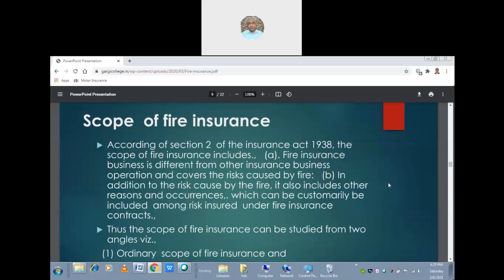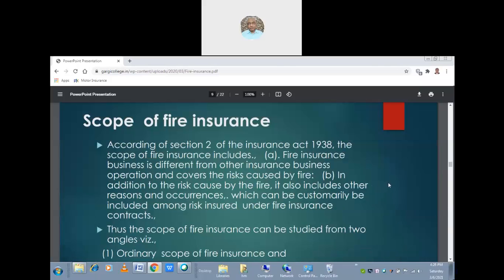According to Section 2 of the Insurance Act 1938, the scope of fire insurance includes fire insurance business, which is different from other insurance business operations and covers the risk caused by fire. In addition to the risk caused by the fire, it also includes other reasons and occurrences.